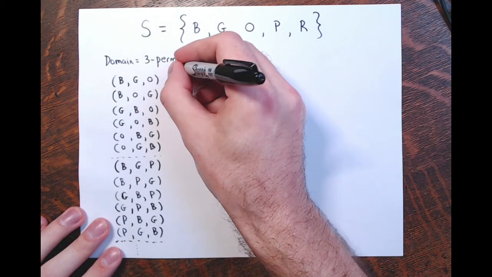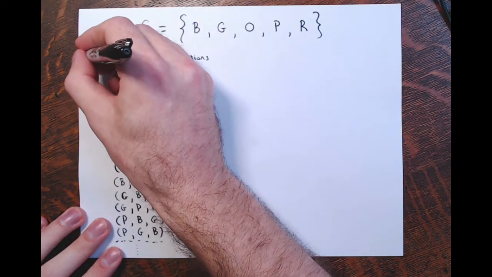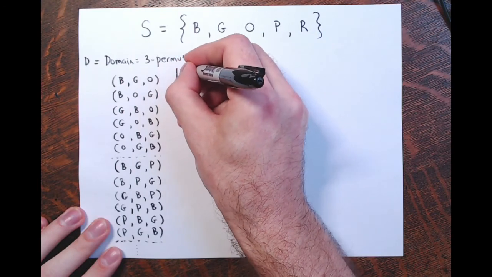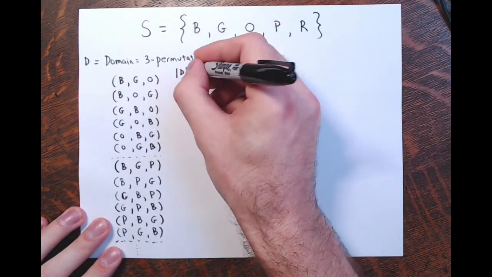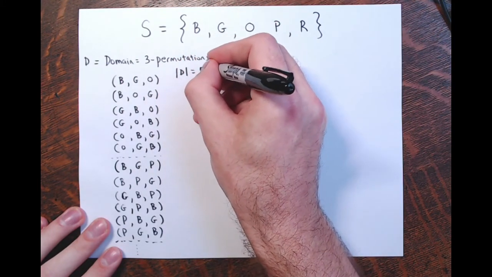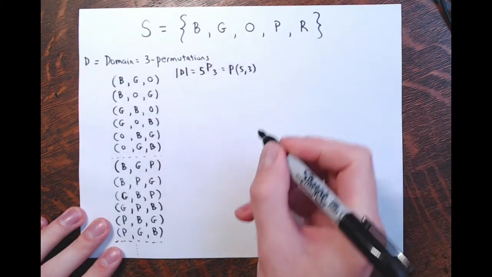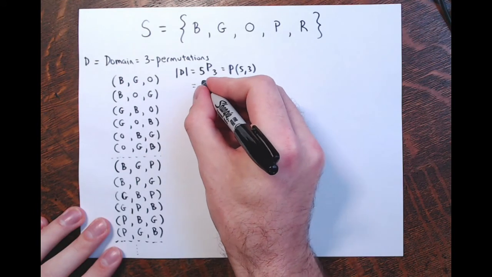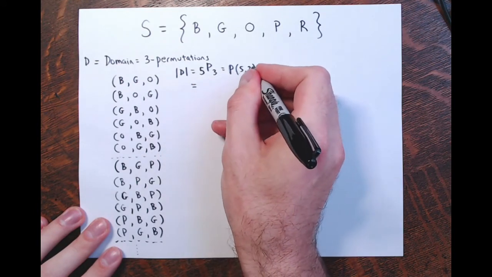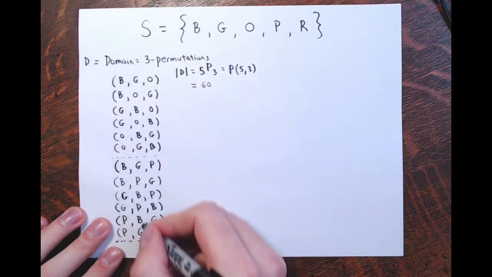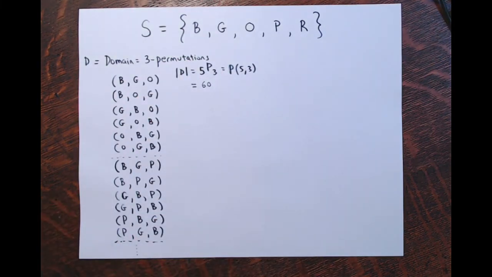Now, the number of 3 permutations. I'll call the domain here D for domain. The size of the domain is 5P3, or that P with 5, 3, which again was 5 times 4 times 3. That would be 60. There'd be 60 elements in the domain.